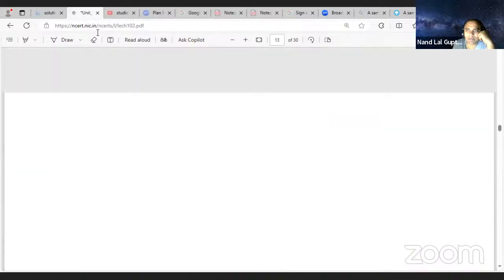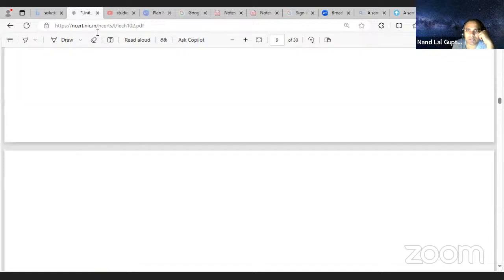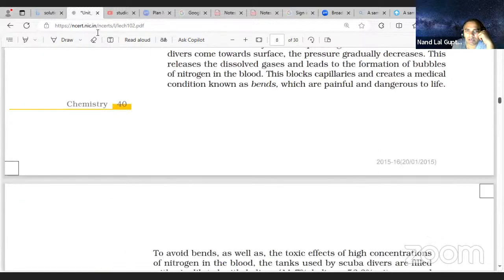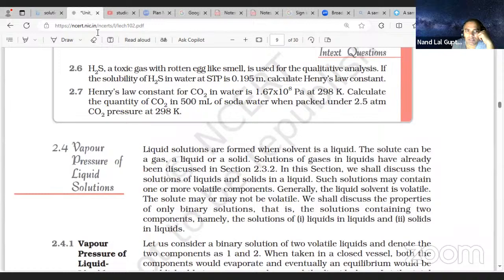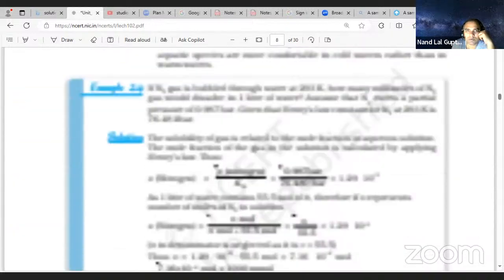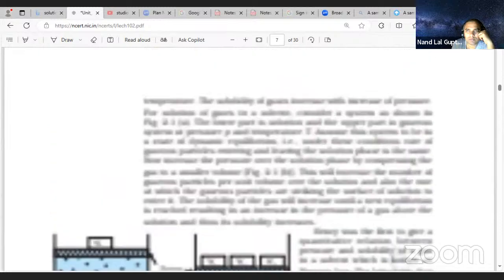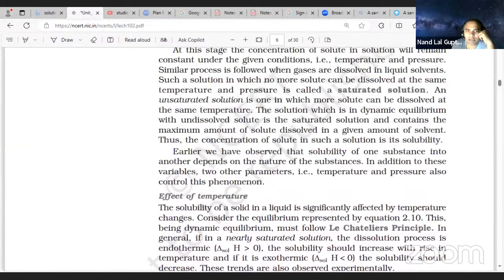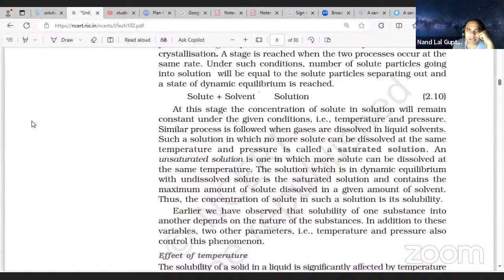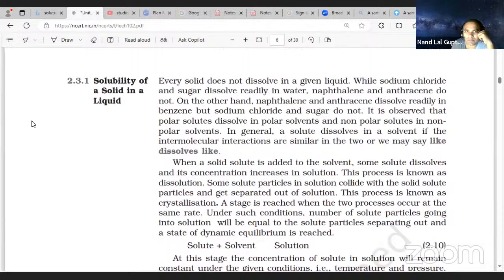Here, the little bit I am taking, because you already read the NCERT. I need to clear some of the points, otherwise you will be in the difficulty zone. Then we'll go back. Here you read vapor pressure, the gas and liquid. This topic is there: solubility of gas in liquid. But the points are there that you read, that is why I just want to discuss this one.